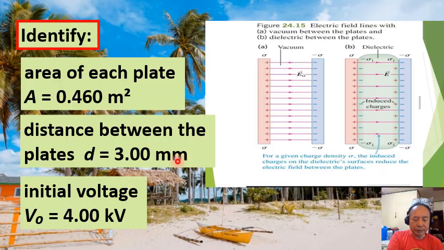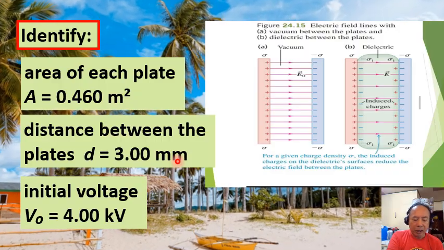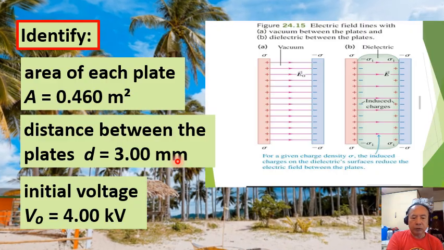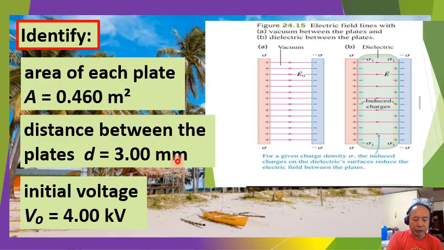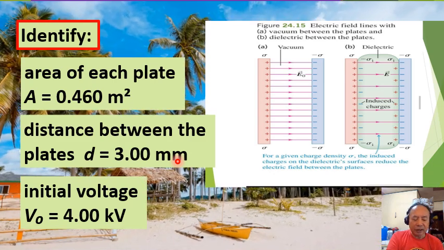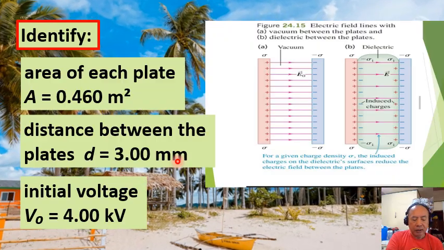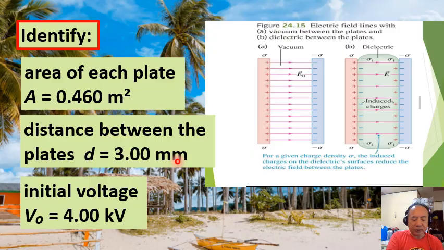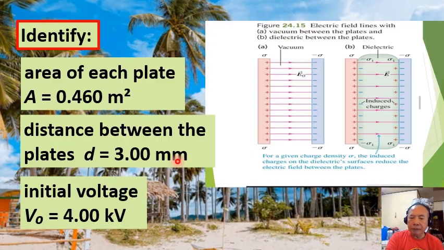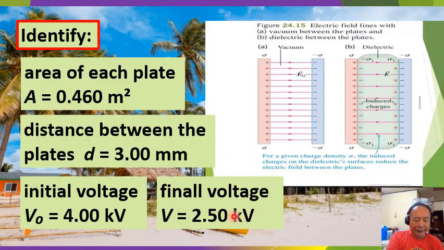between the plates. A power supply is attached to the capacitor, charging it to an initial voltage or potential difference V naught equal to 4.00 kilovolts, and is then disconnected. The dielectric sheet is then inserted that fills the space between the plates. So the potential difference between the plates decreases to V equals 2.50 kilovolts.